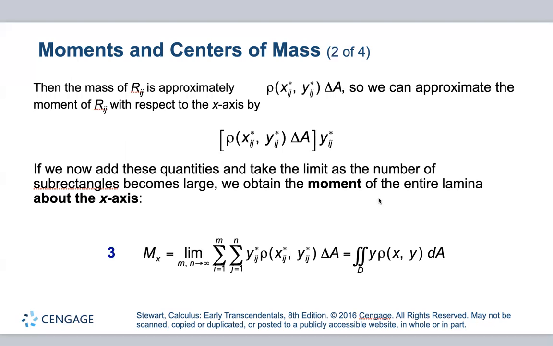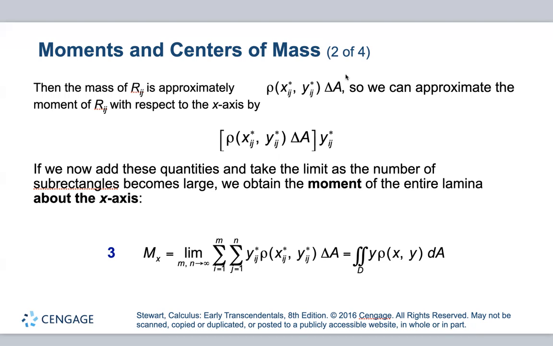Well, we're going to take our lamina, grid it up, and find a typical rectangle, the ijth rectangle. Then we pick our favorite point in it, xij star, yij star. The mass in that rectangle is approximately given by the density at that point times the area.